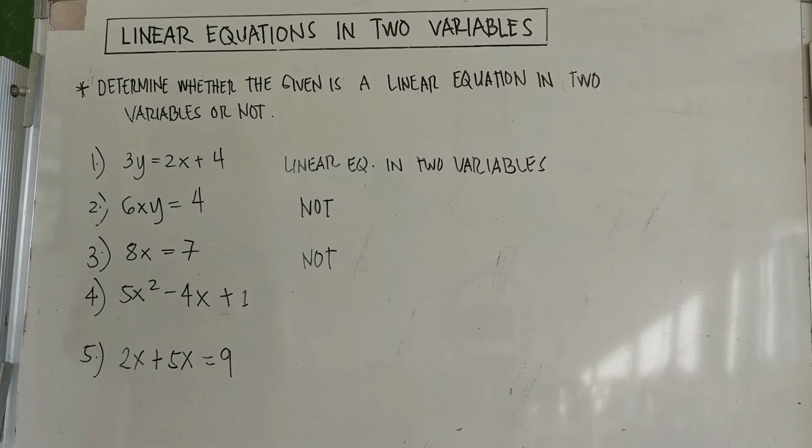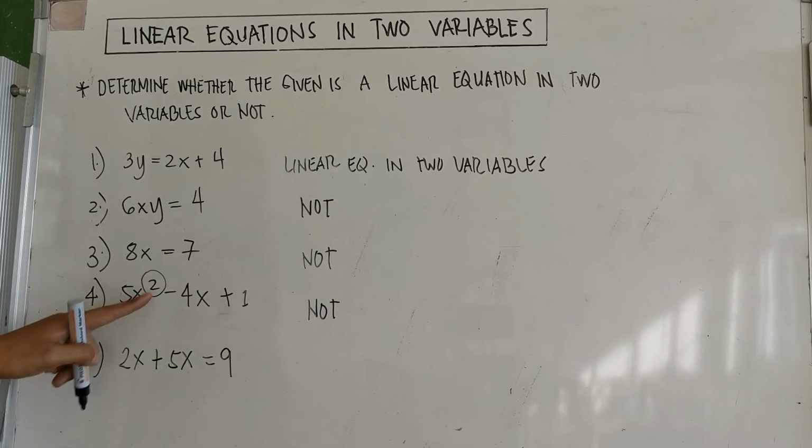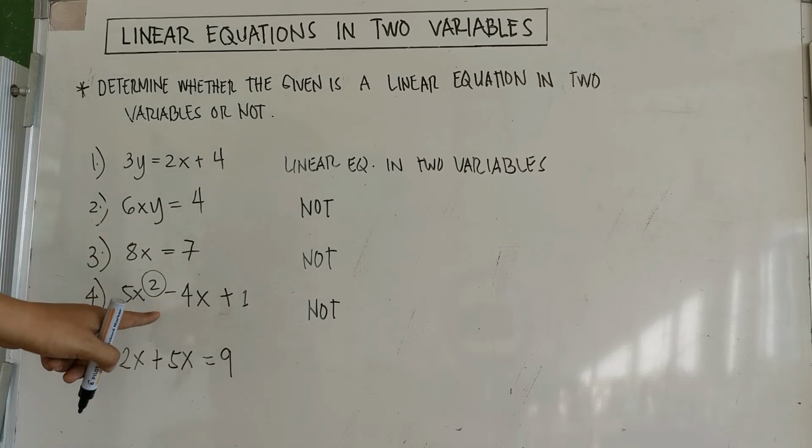Okay, next. 5x squared minus 4x plus 1. Take note that number 4 is with highest exponent, which is 2. And when we say linear equation, that means the equation is in the first degree. Ibig sabihin, automatic, this is not a linear equation in two variables since meron tayong 2 as the highest exponent. Okay, last, number 5.